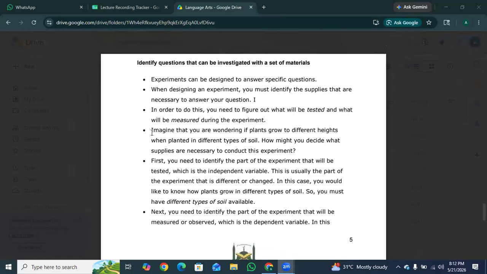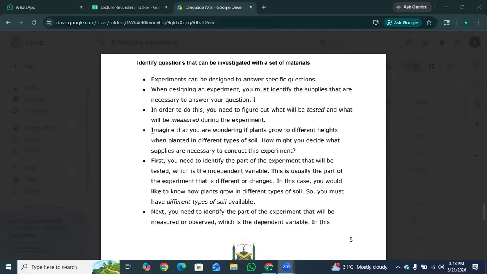Imagine that you are wondering if plants grow to different heights when planted in different types of soil. How might you decide what supplies are necessary to conduct this experiment? First, you need to identify the part of the experiment that will be tested, which is the independent variable. This is usually the part of the experiment that is different or changed. In this case, you would like to know how plants grow in different types of soil, so you must have different types of soil available.